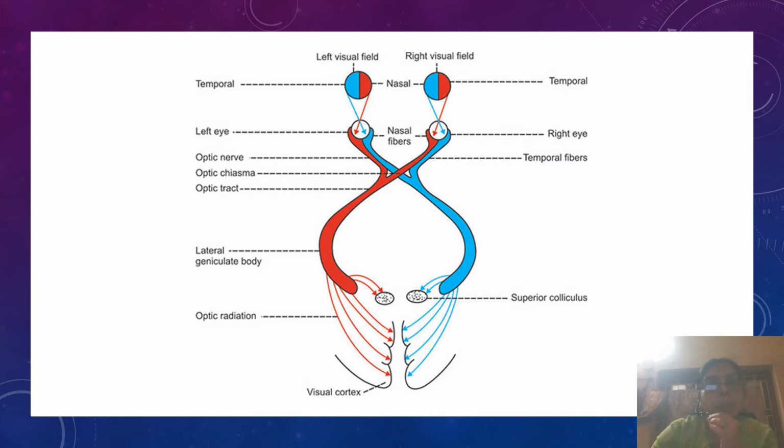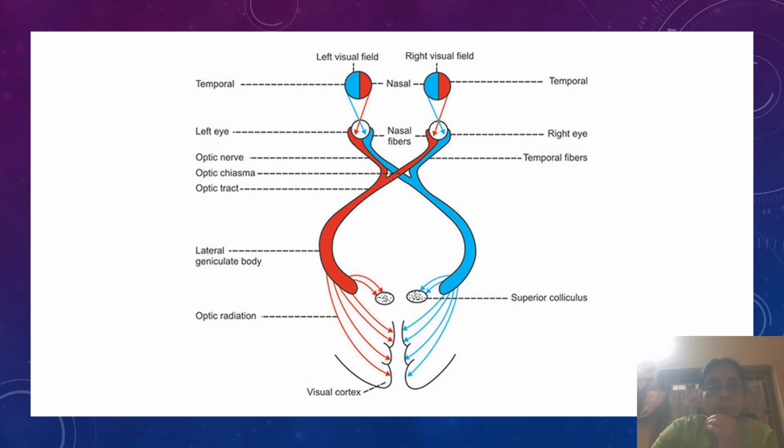Now, the nasal fiber of the optic nerve is meant for the temporal field of vision. We can see here this temporal field, and the temporal fibers, this red fiber, are meant for the nasal field of vision. Now nasal fibers decussate at the level of the optic chiasma. After that, the crossed nasal and the uncrossed temporal fibers form the optic tract, which will ultimately end at the lateral geniculate body.